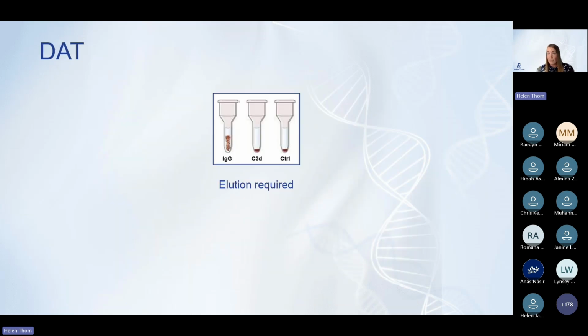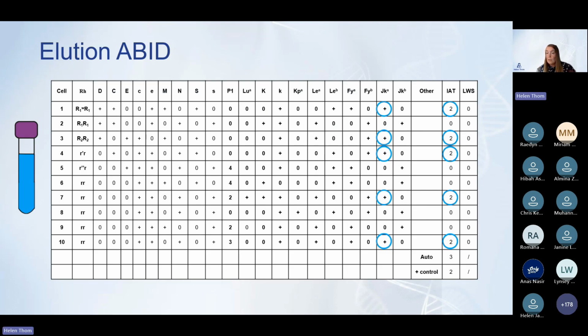So we've done a DAT that meets the criteria for it's IgG, so it meets the criteria for elution. So we've done that elution process, and I've made this blue. And you can see there they've actually got an anti-Jk, but you notice this wasn't in the plasma. So this is showing that there's a brand new anti-Jk stuck to your patient's red cells. So that is what happens when we do an elution.